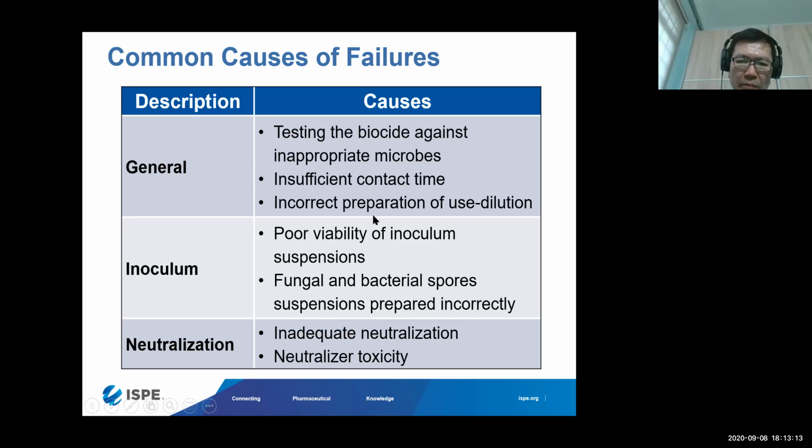And also the incorrect preparation of use dilution, so this will affect the concentration. Then the inoculum: poor viability of inoculum suspensions, or you prepare the fungal and bacterial spore suspension incorrectly. Especially for fungal spores, you will need to get rid of the mycelia fragments and also the germinating spores, just to make sure that you test the spore state. And the neutralization as well: inadequate neutralization, or your neutralizer is toxic to the microorganisms.